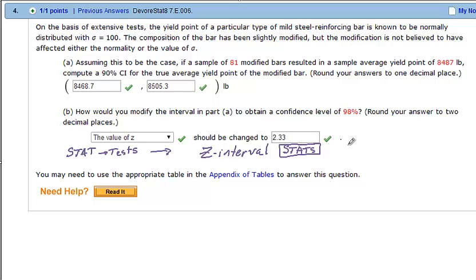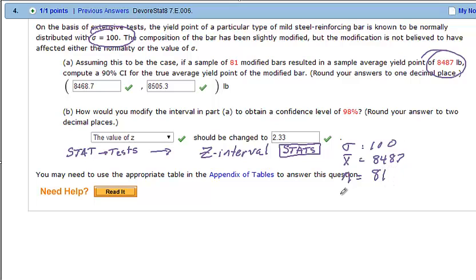The first one it's going to look for is the population standard deviation. That's there at the beginning. It's right there. That would be a 100. Next, it's going to ask me for the x-bar, which is my sample mean. So my sample mean for this one, sitting right there, 84.87. And then it's going to ask me for my n, the number in my sample, which would be 81.